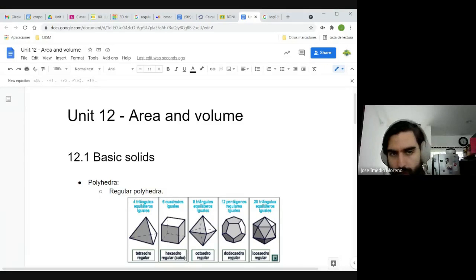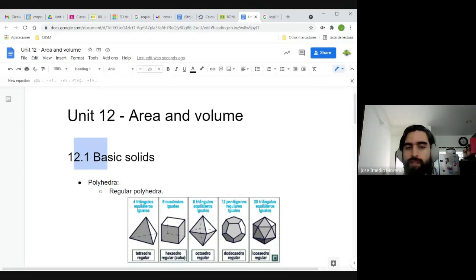Okay, guys. So this is the last unit, unit 12, area and volume, and we are talking here about areas and volumes. I call this first part of the unit basic solids. This is not a really accurate term, but I thought it was a good way to group those first solids that we are going to cover here. Anyway, I'm going to describe now which solids I'm referring to.